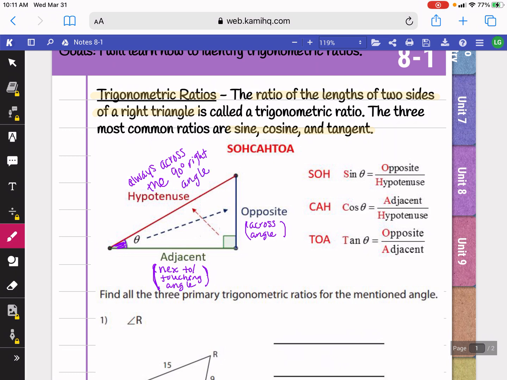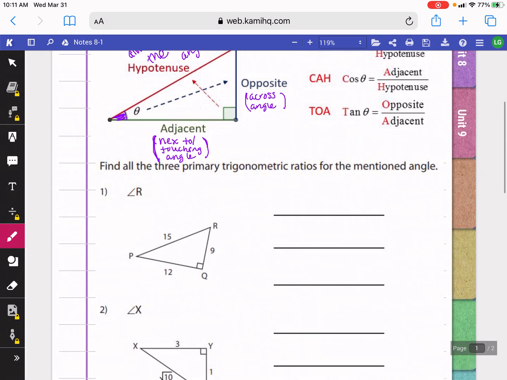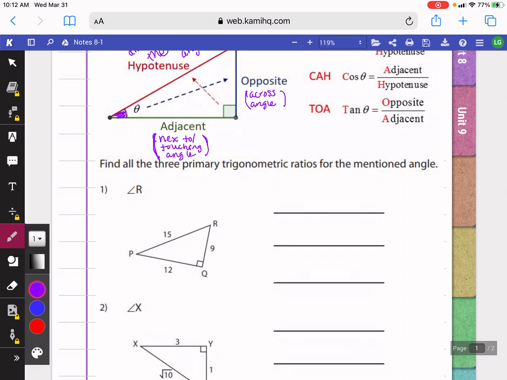So when I'm labeling my triangles, I'm going to just use the letters H for hypotenuse, O for opposite, and A for adjacent. And then I will use the numbers that are on those sides to help me set up my trig ratios. So here we're going to find sine, cos, and tan for this triangle. Here we're using it for the angle R. So I'm going to label my angle R first, and then I'll label my sides. So angle R is here.